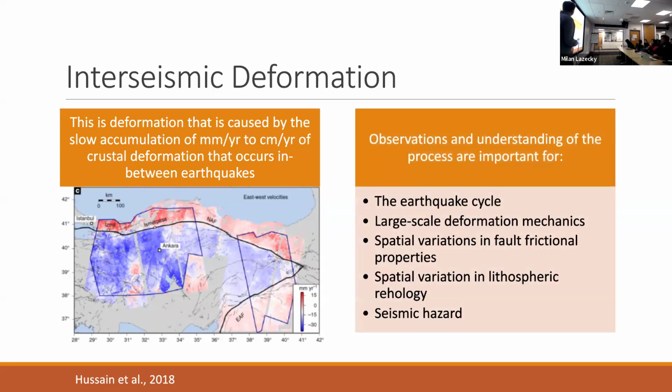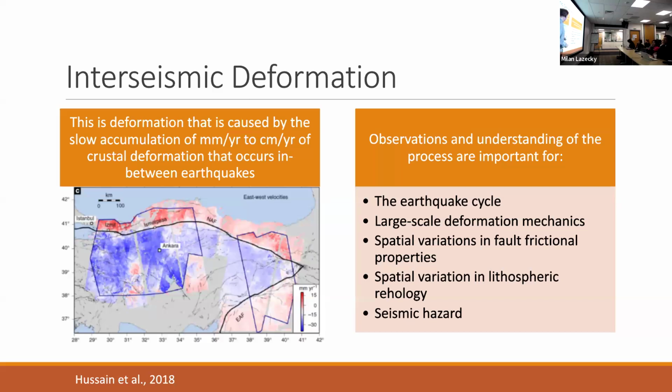And we want that for the earthquake cycle. How does that play out along here? Here, the earthquakes tend to unzip along the fault. Is that just coincidence, or is there some progression of rupture? But how does the long-term interseismic relate to where the earthquakes have happened? The large-scale deformation, how does Anatolia move westwards out into the Aegean? Can we get at the spatial variation of frictional properties on the fault?